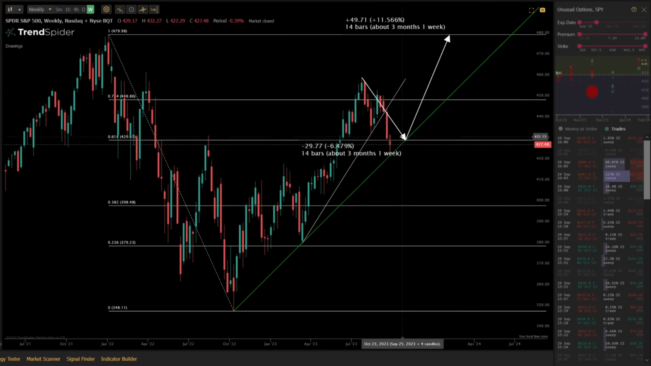And then from 430, if we found support and started to bounce, I think there's a good chance we start heading higher towards 480, which would likely be sometime early next year. The price target we would probably land at this year would probably be somewhere around 460 to 470. Now, this does require that price action holds this very important support trend line.